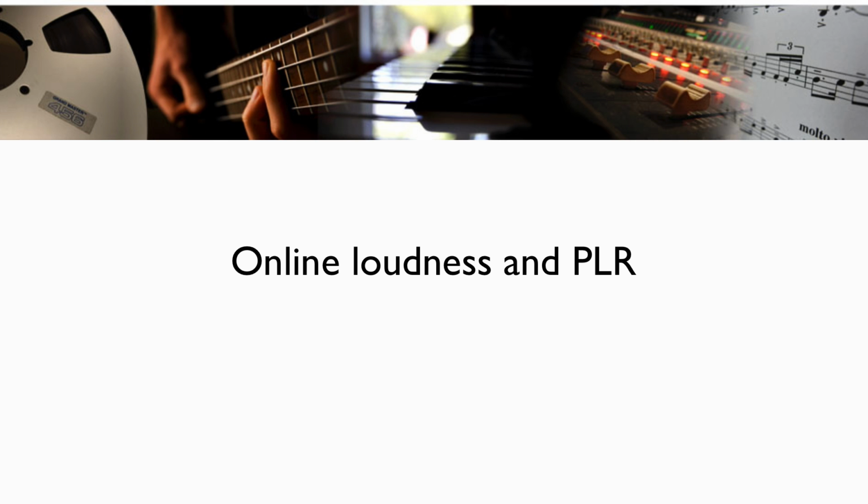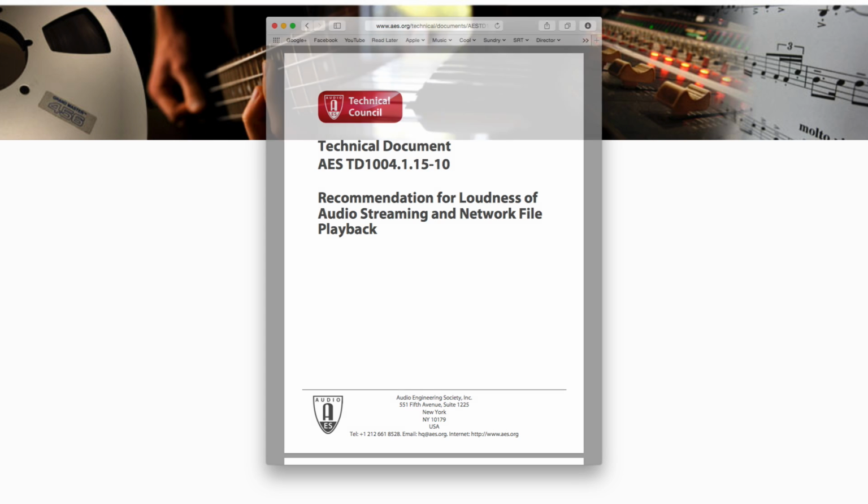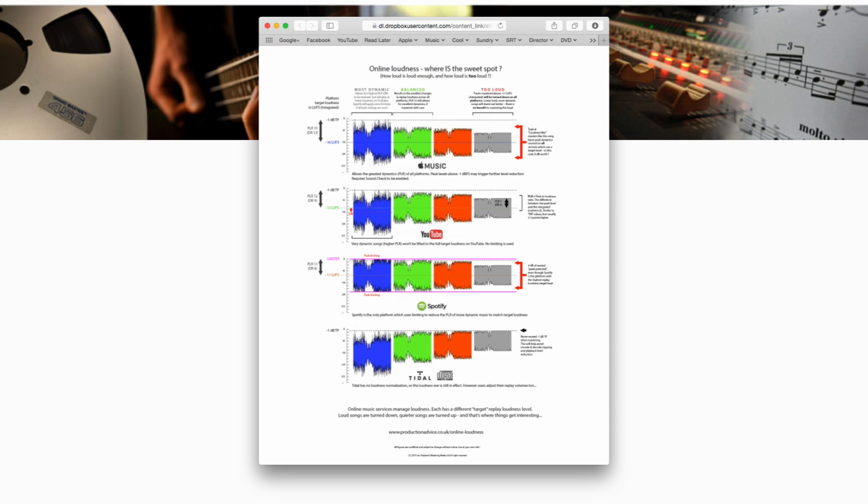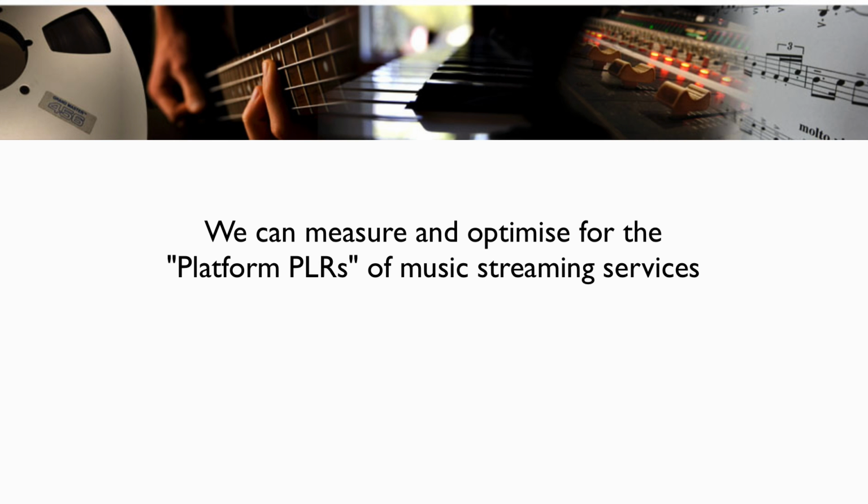So now let's look at how PLR affects replay loudness online. The AES recently released guidelines with recommended loudness levels for online streaming music services. But so far, those guidelines haven't been adopted, which means that each music streaming service uses a different replay loudness level, and they all measure loudness in slightly different ways. But we can measure the optimum peak to loudness ratio for each platform in the same way that we can measure the peak to loudness ratio of a piece of music.